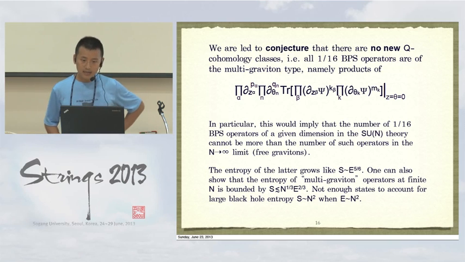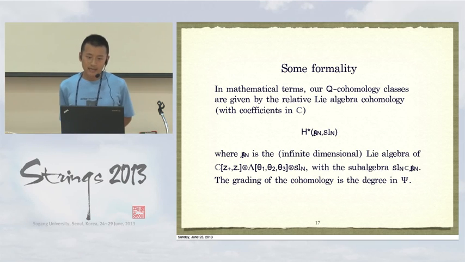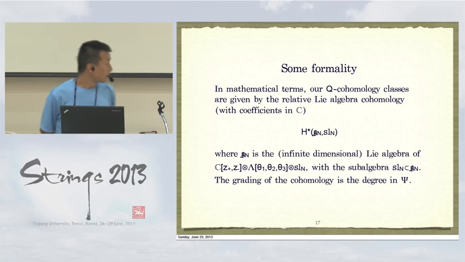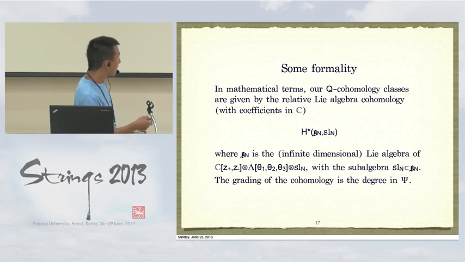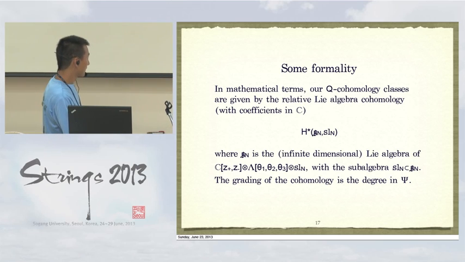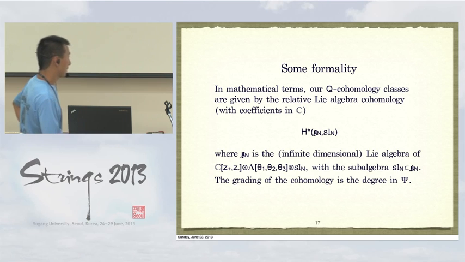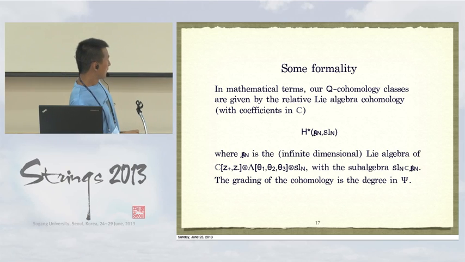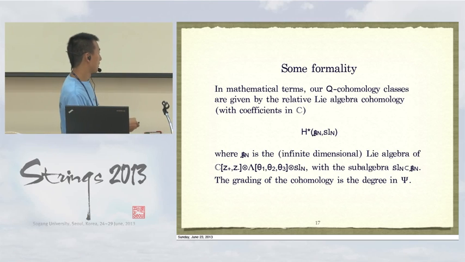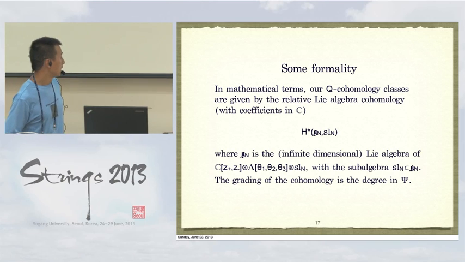Just as a mathematical aside, our Q-cohomology classes are classified by the so-called relative Lie algebra cohomology with trivial coefficients. Here, for those of you who know what this is, relative Lie algebra cohomology where SO(N) is regarded as a subalgebra of this thing I call G_n. G_n is the Lie algebra of traceless n by n matrices with coefficients that are polynomials of 2 bosonic variables, z plus, z minus, and 3 fermionic variables, theta 1, theta 2, theta 3.